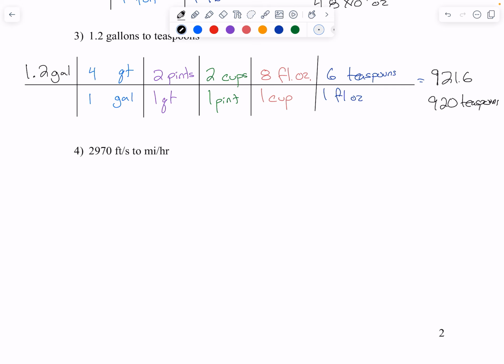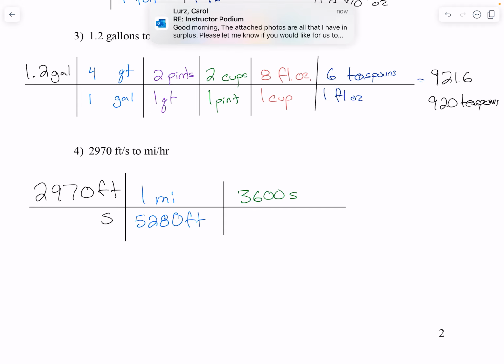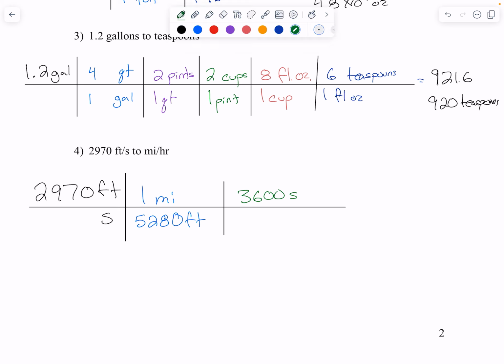All right, number 4, 2,970 feet per second to miles an hour. Here we go. We have 2,970 feet per second. All right, so we know that there are 5,280 feet to 1 mile. And now we know from before that there are 3,600 seconds in 1 hour.